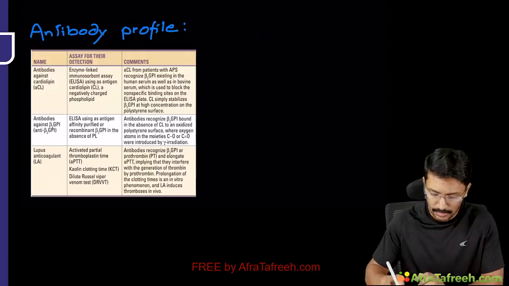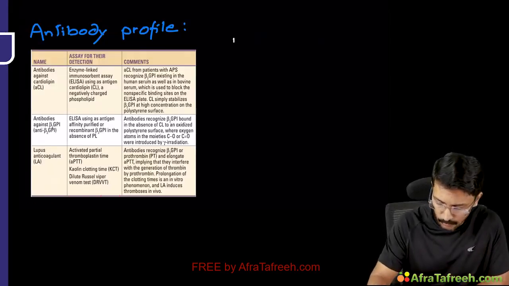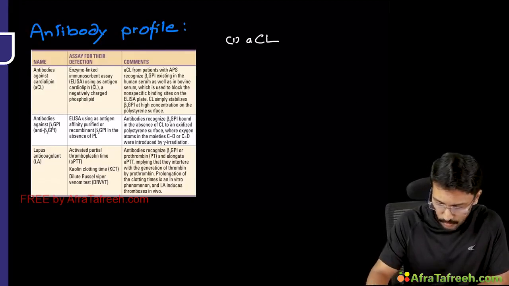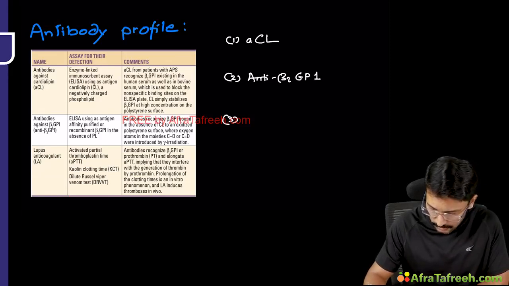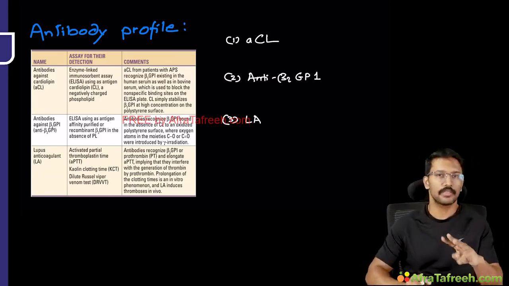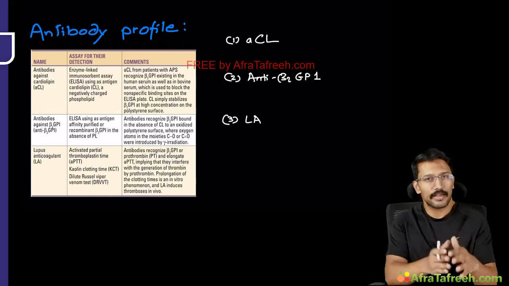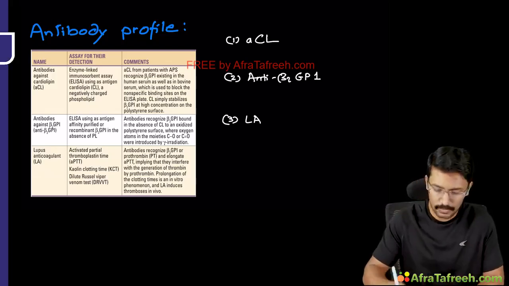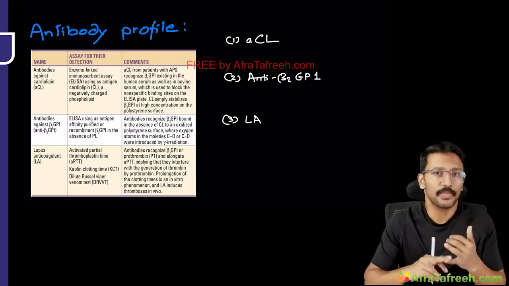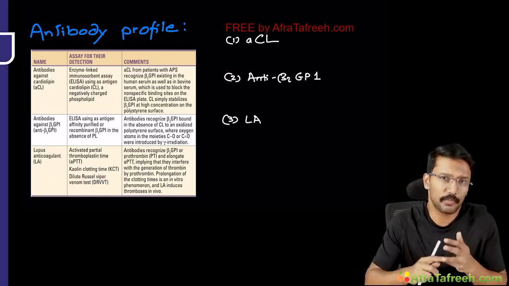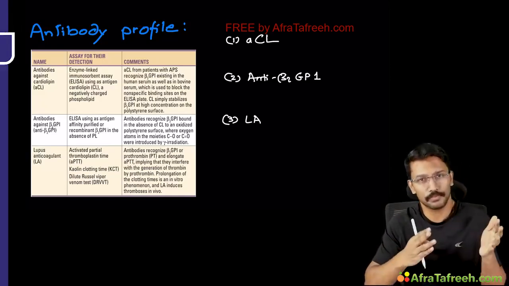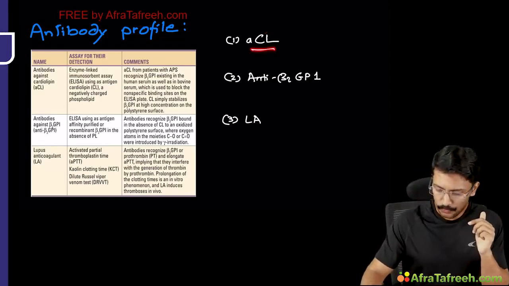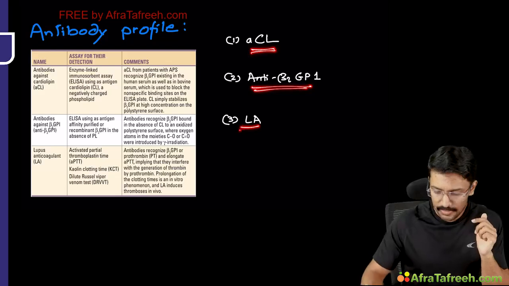Now talking about the antibody profile, we are talking about three important antibodies. Number one is anti-cardiolipin antibody. The second is anti-beta-2 glycoprotein 1 antibody, and the third is lupus anticoagulant. The first question to ask is, these antibodies are targeting which substance? These antibodies are primarily targeting either the phospholipids in the cell membrane, which are negatively charged, or the plasma proteins which bind the phospholipids, right?